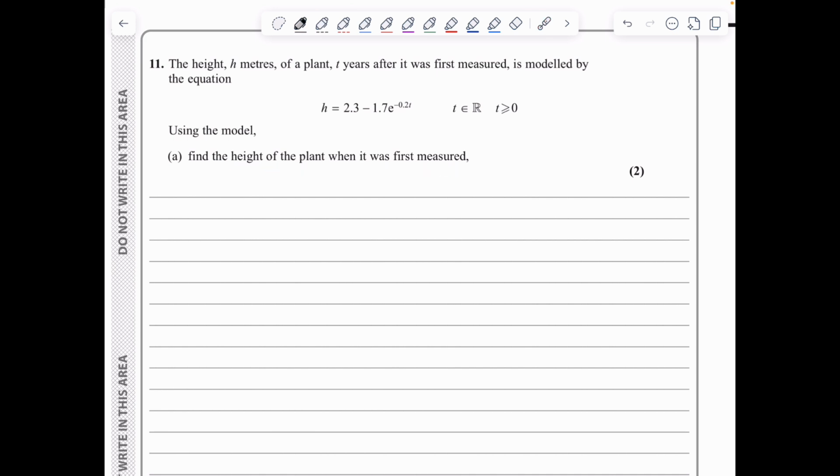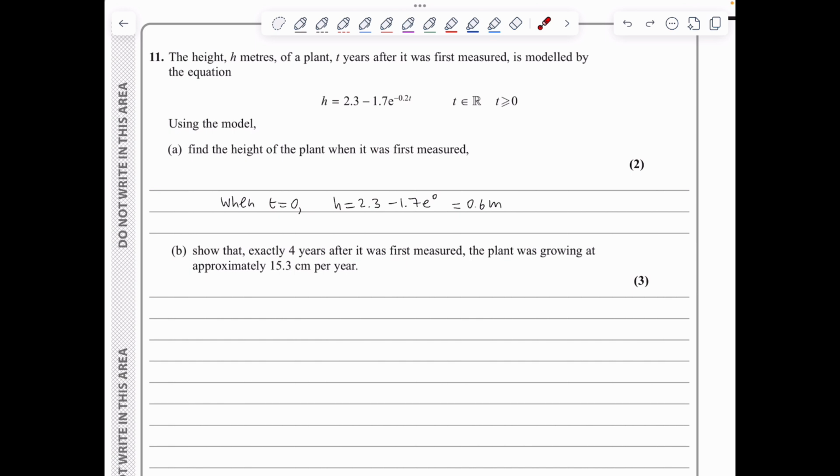So obviously I will be substituting t is equal to 0 to find the initial height. So h is 2.3 minus 1.7 e to the 0. Now e to the 0 is simply 1. 2.3 minus 1.7 is 0.6, and we are talking about meters. You need to include the units because we are looking at the model in context. So the height of the plant when it was first measured was 0.6 meters.